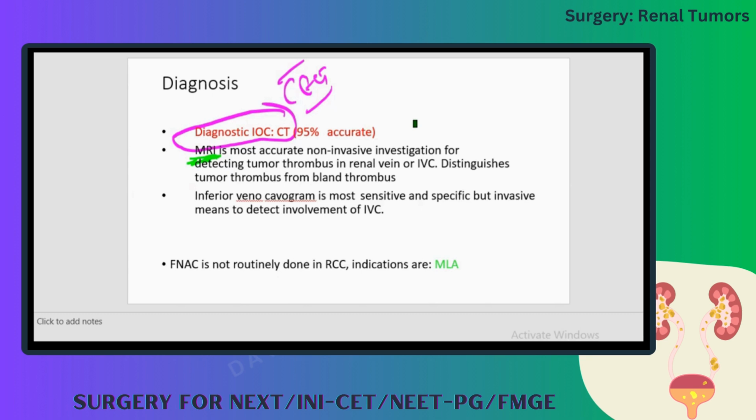And here, in this inferior venocavogram, it is not done nowadays. Inferior venocavogram is just putting a needle inside the inferior vena cava and giving contrast. This is the most accurate investigation for thrombus. But because of the high mortality, it is very invasive, not minimally invasive. So this investigation is not being done nowadays, but it is most accurate. Inferior venocavogram.